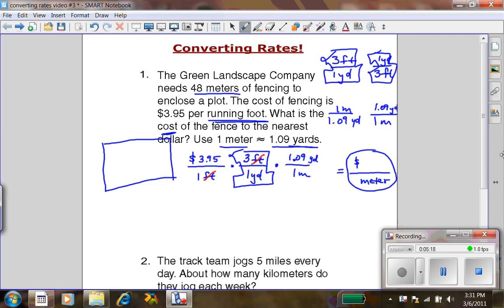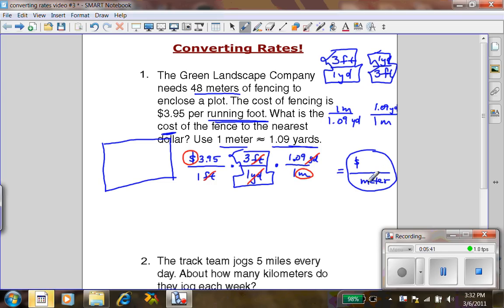And then let's cross out. So I have yards here, I have yards here. Now, look at what you have left. The only unit on any of those numerators is dollars. And what do I want? I want dollars. Down on the bottom, the only thing I have left here is meters. And that's exactly what I want.